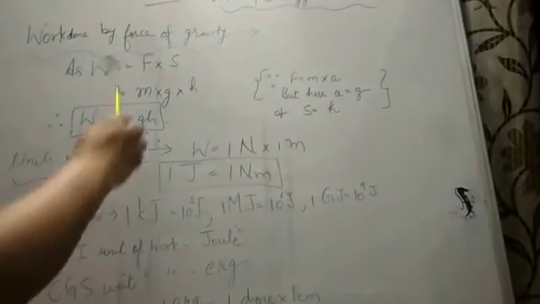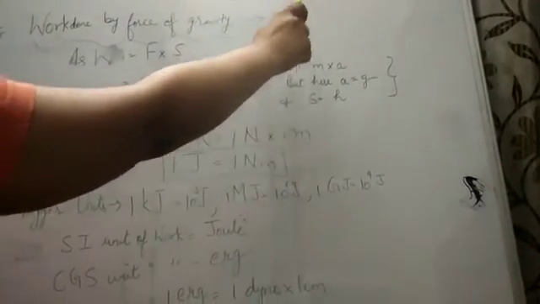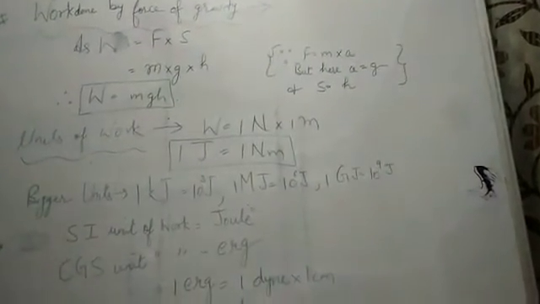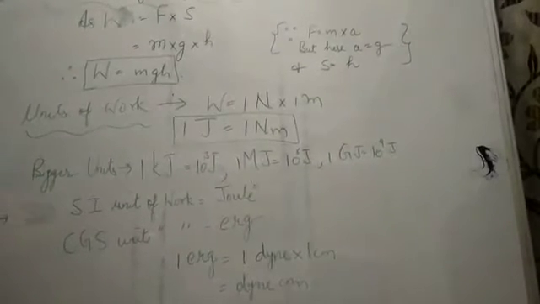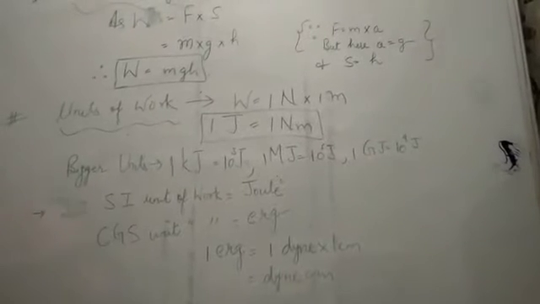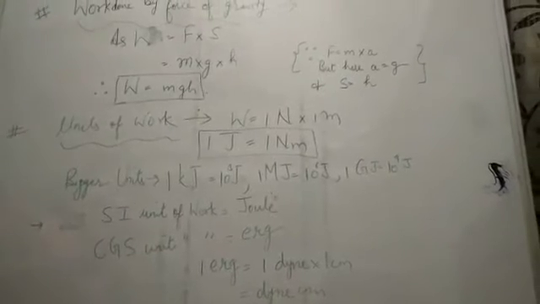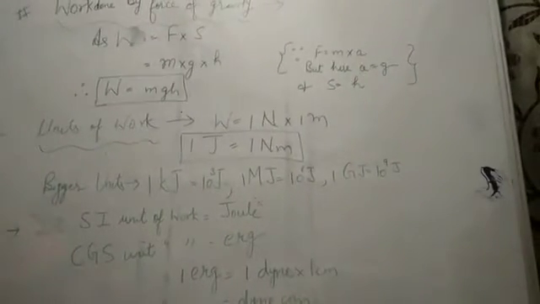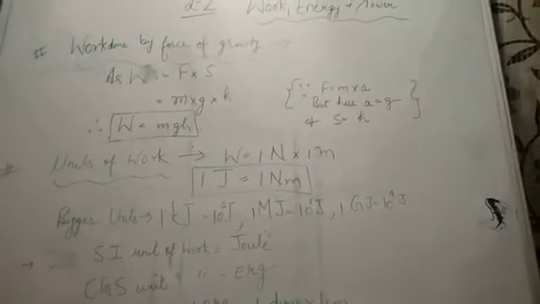Hello everyone. In our last video, we started a new chapter, that is chapter number 2, Work, Energy and Power. We studied what work is and how we can calculate work with the formula W is equal to F into S. Then we studied one more formula, that is W is equal to F into S cos theta. We studied different cases where theta was 0 degree, 90 degree and 180 degree, right?